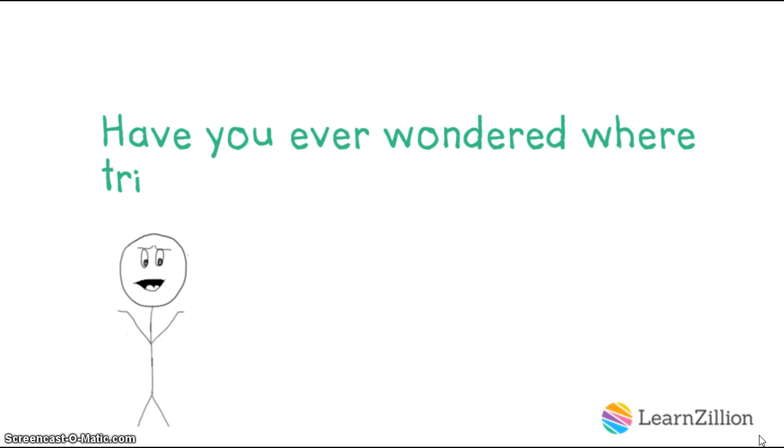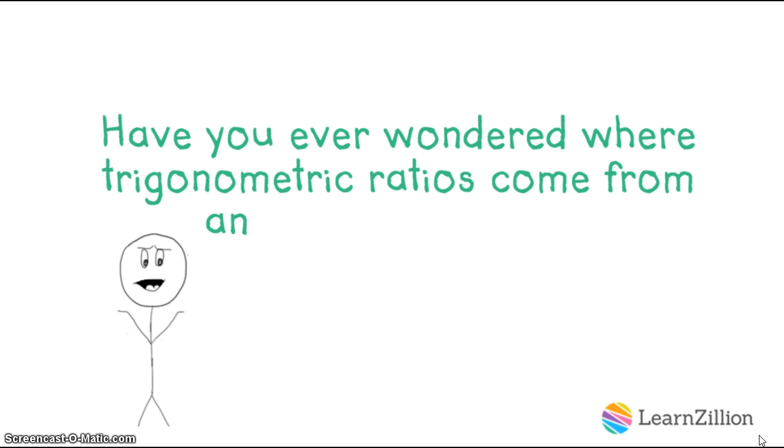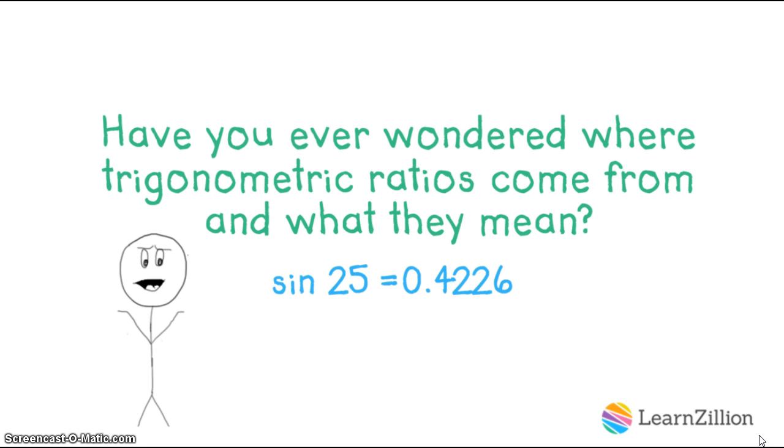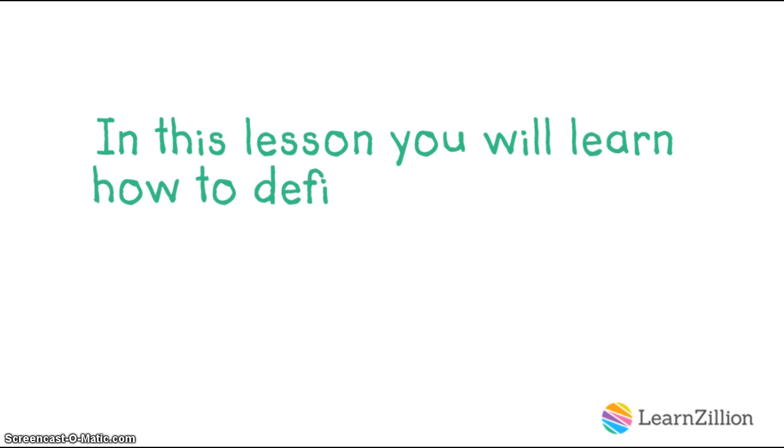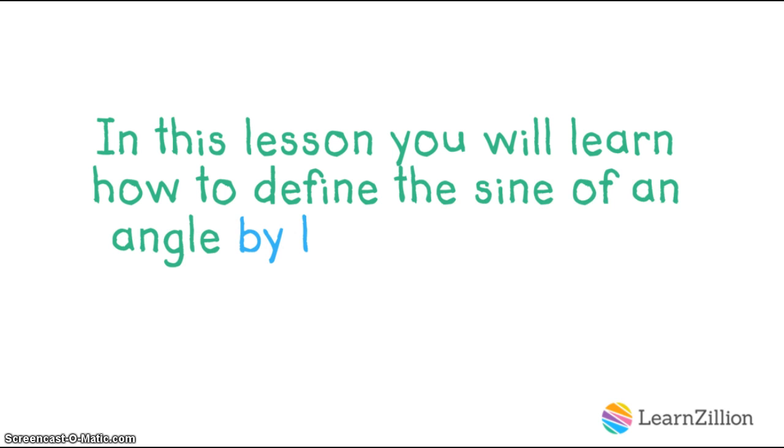Have you ever wondered where trigonometric ratios came from and what they mean? For example, the sine of 25 equals 0.4226. What does that mean? In this lesson, you will learn how to define the sine of an angle by looking at similar triangles.